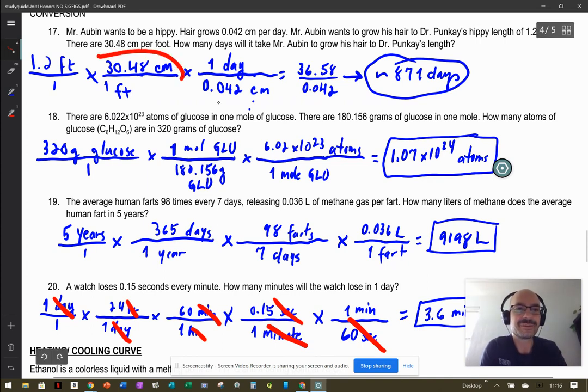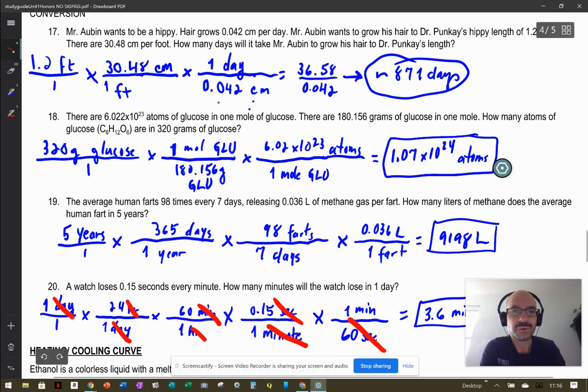So we know that 30.48 centimeters is equal to 1 foot. So the hair grows 0.42 centimeters in 1 day. Since we have centimeters up here, we need centimeters down here so they can cancel out. So look at the way we're doing it. We're going from feet to centimeters, then from centimeters to days. So we go down, up, down, up. So take a look at those units. Down, up, and we should get about 871 days.